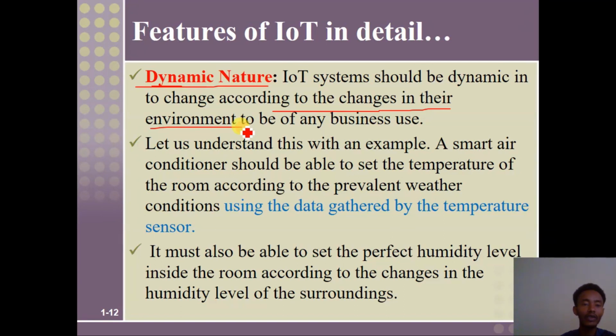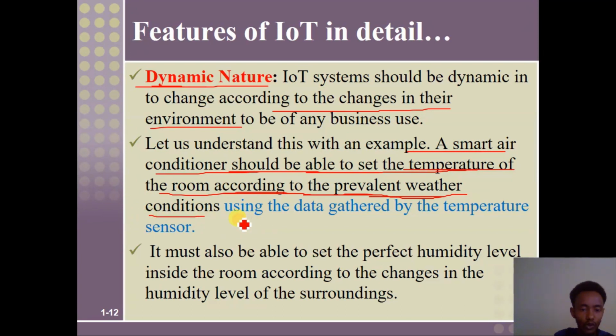So our Internet of Things should be capable enough, with properties such as being dynamic in nature. Let's understand: for example, if you have a smart air conditioner, it should be able to set the temperature of the room according to the prevailing weather conditions, using the data that has been gathered by temperature sensors. This air conditioner should be able to set the temperature of the room according to the prevailing weather condition.